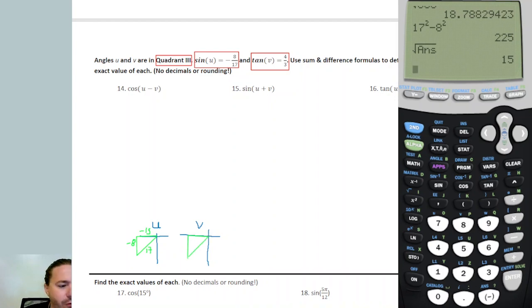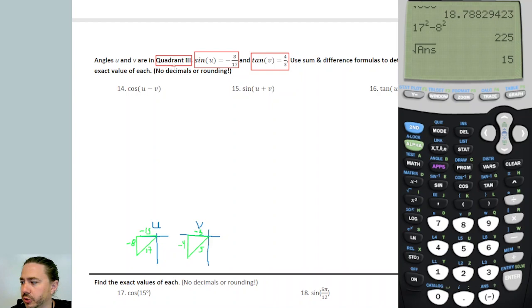Now it says tangent is 4 over 3. Since we're in quadrant 3, both x and y have to be negative, which is why when you divide them, you get a positive. So opposite would be negative 4. Adjacent would be negative 3. And then this is going to be a 3, 4, 5 triangle. So this is going to work out quite lovely.